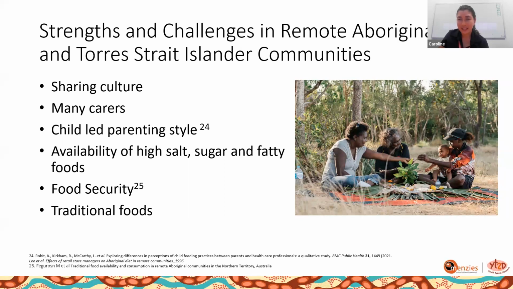So a recent paper exploring differences in perceptions of child feeding practices between parents and healthcare professionals found that Aboriginal and Torres Strait Islander parents highly valued independence in food behaviour, but were also conflicted with the easy access to unhealthy food in remote communities. So this easy access to unhealthy food and inadequate food storage and kitchen facilities are major challenges to achieving optimal diets for children. Traditional foods are still highly valued by people living in remote communities.